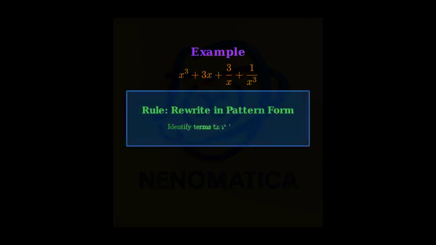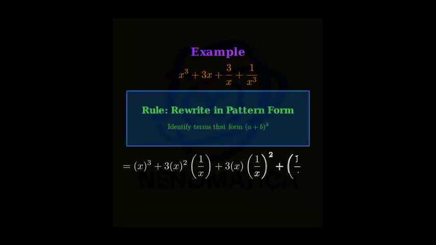Let's look at our example. We need to factor the following expression: x cubed plus 3x plus 3 over x plus 1 over x cubed. The first step is to rewrite this expression in a way that reveals a pattern. We can rewrite this as x cubed plus 3x squared times 1 over x plus 3x times 1 over x squared plus 1 over x cubed.